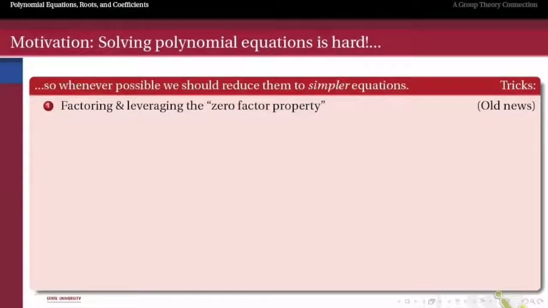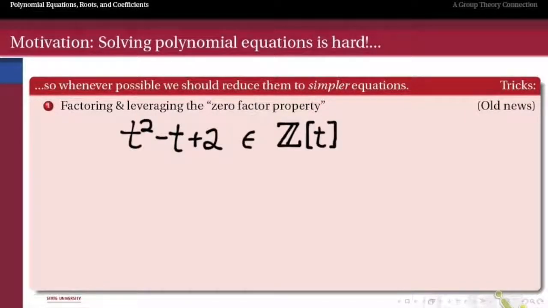But the good part about factoring is that if I can factor a polynomial into a product of two simpler polynomials, for instance of lower degree, then the zero factor property lets me split those two apart, and I can solve those simpler equations, find the roots of the simpler equations, in order to find the roots of the big equation. So t squared minus t plus 2.